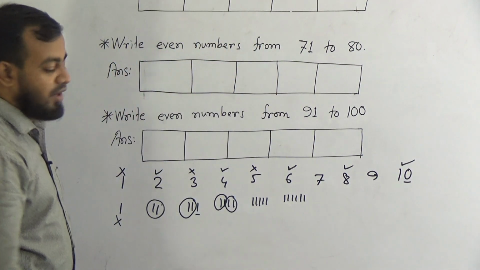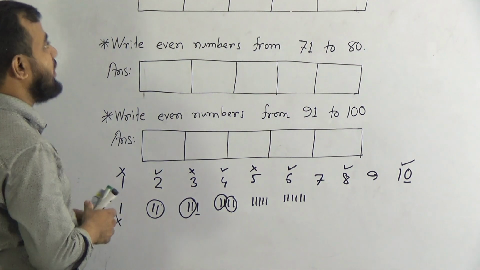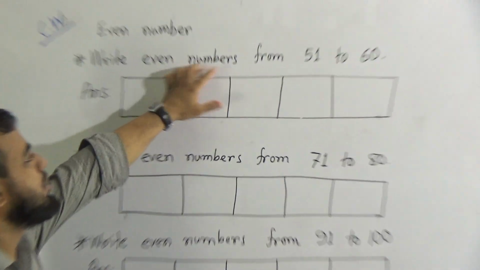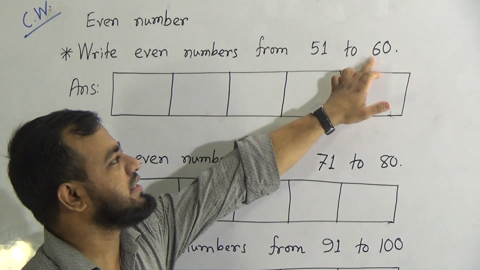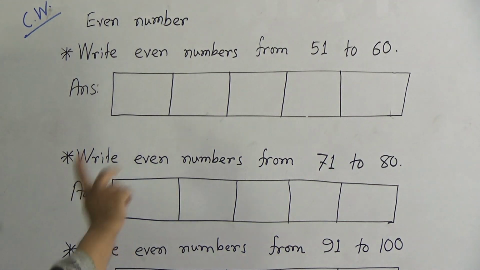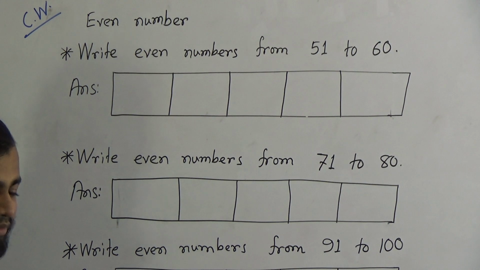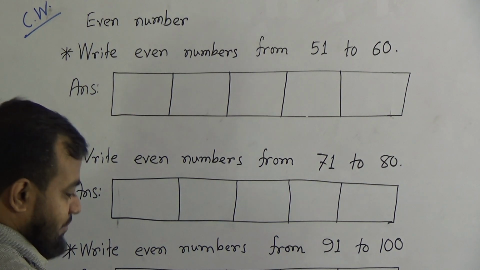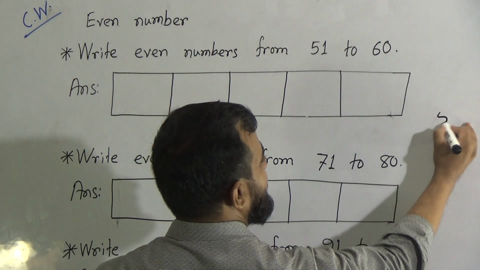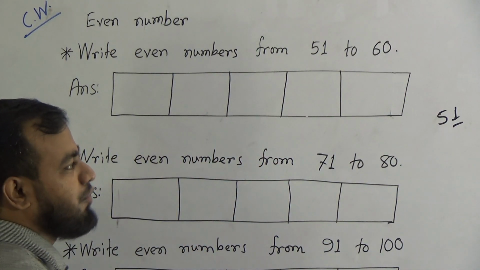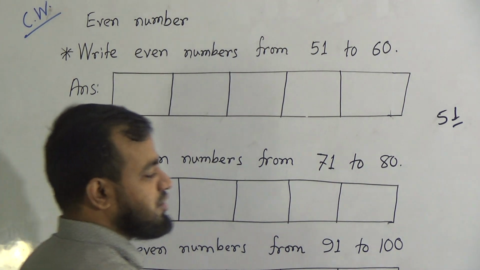Now let's solve questions number 1, 2 and 3. The first question is: write even numbers from 51 to 60. My dear students, from 51 to 60, we need to write down the even numbers in these boxes. The first number is 51. 51 has 1 in the ones place, and we know that 1 can't make a pair and is not an even number. So 51 is not an even number.